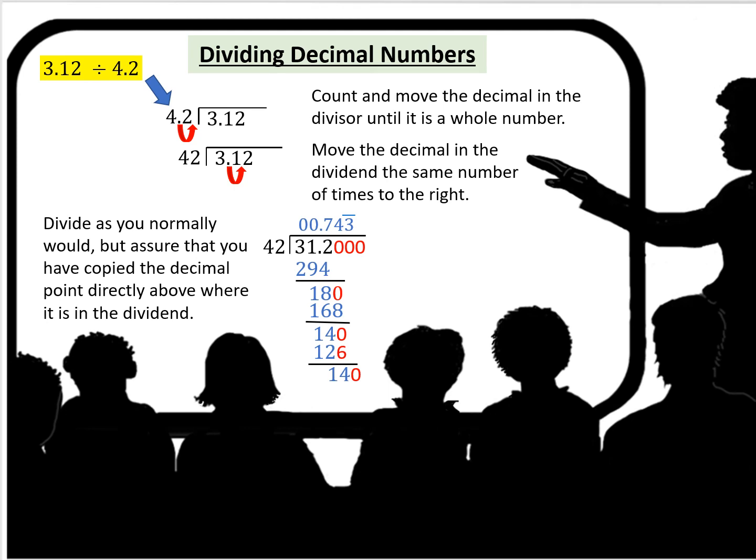And I divide as I normally would, and that means I may have to put in placeholder zeros, as you see here. But ensure that you have copied the decimal point directly above where it is in the dividend. Notice where I put the decimal point. So then I just divide as I normally would and get my answer. In this case, we have 0.743 with a 3 repeating.